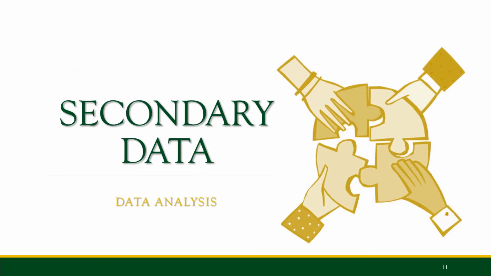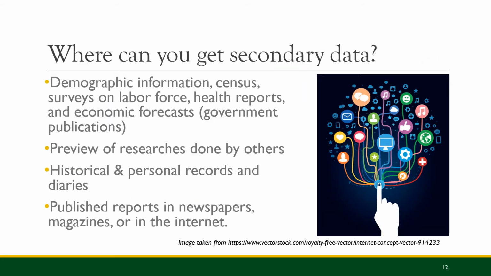The next one is secondary data. Where can we get secondary data? I think this was more or less touched on in the previous lectures. Examples where you can get secondary data are demographic information, census, surveys on labor force, health reports, and economic forecasts. All of these are usually government publications.